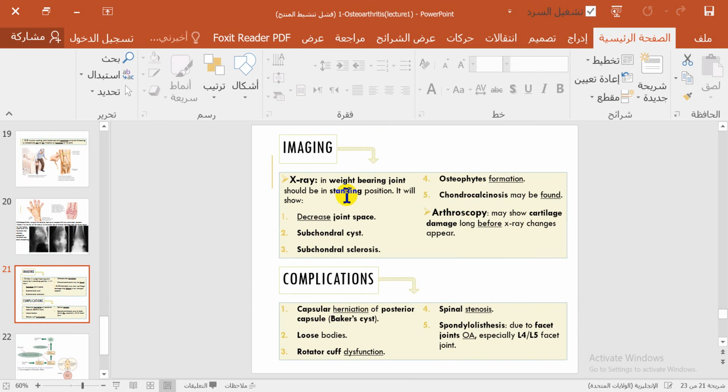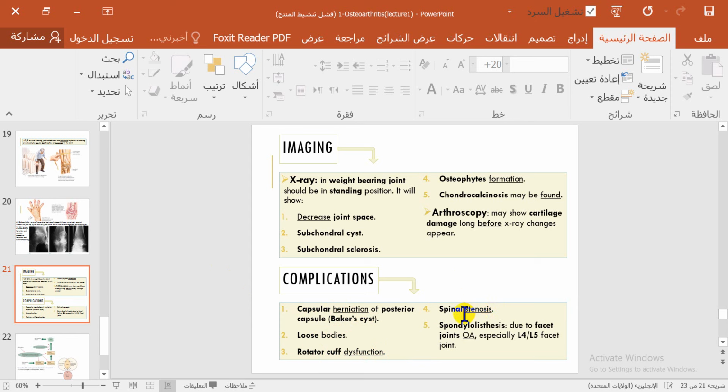By X-ray, in the weight-bearing joint, the patient should be in a standing position, and it will show decreased joint space, subchondral cyst formation, subchondral sclerosis, chondrocalcinosis may be found, and osteophyte formation. Arthroscopy may show cartilage damage long before the X-ray changes appear. Complications: capsular herniation of the posterior capsule, like in the knee joint, called Baker cyst. Loose bodies, rotator cuff dysfunction in the shoulder joint, spinal stenosis, or changes involving the synovial joints of the lateral masses, the facet joints.